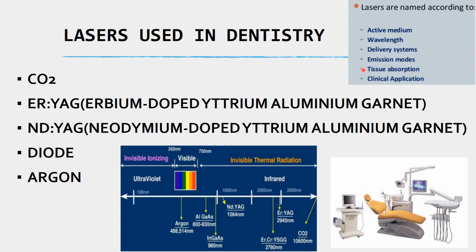these six headings, that is the active medium. Now, all about this active medium I have explained in the last video. Then, what is the wavelength of that particular laser? Then, how it is delivered? Then, the emission mode, whether it is pulsed or non pulsed. Then, how is the tissue absorption and the clinical application. So, we are going to see all these five lasers under these six headings.